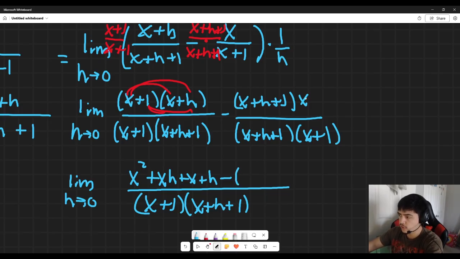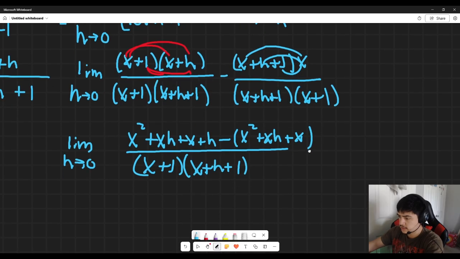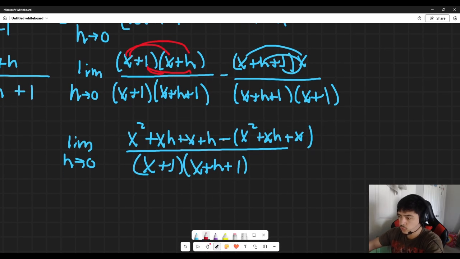And then here we're going to FOIL in this x to each term. So we're going to get x squared. Then we're going to get plus xh. And then we're going to get just plus x. Okay, now we need to go ahead and FOIL this negative like we've been doing. FOIL this negative in to each of these terms.